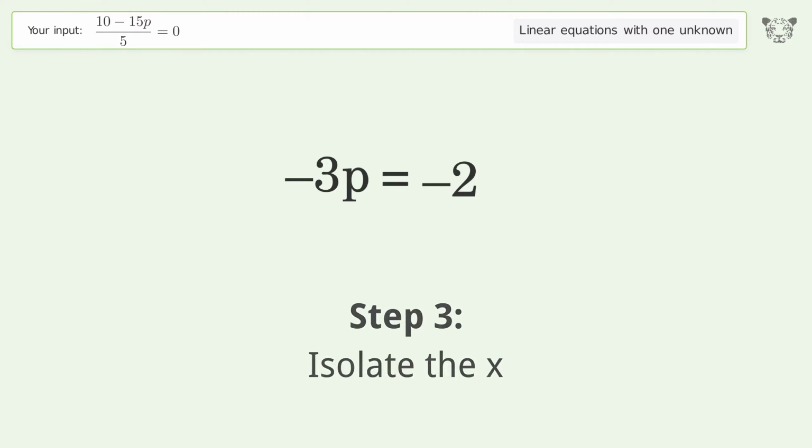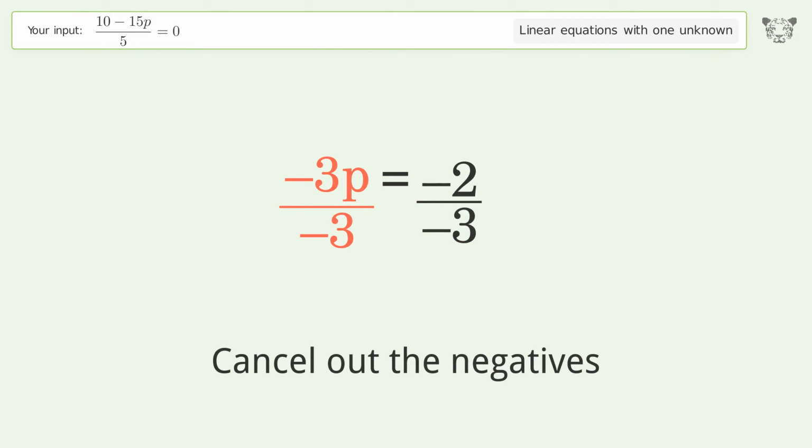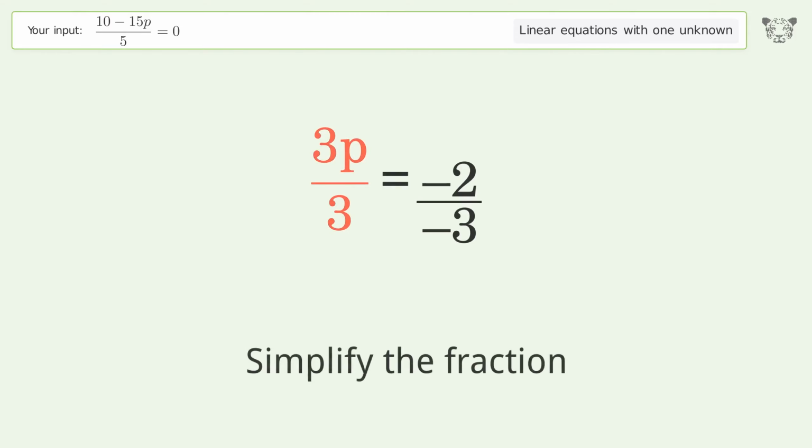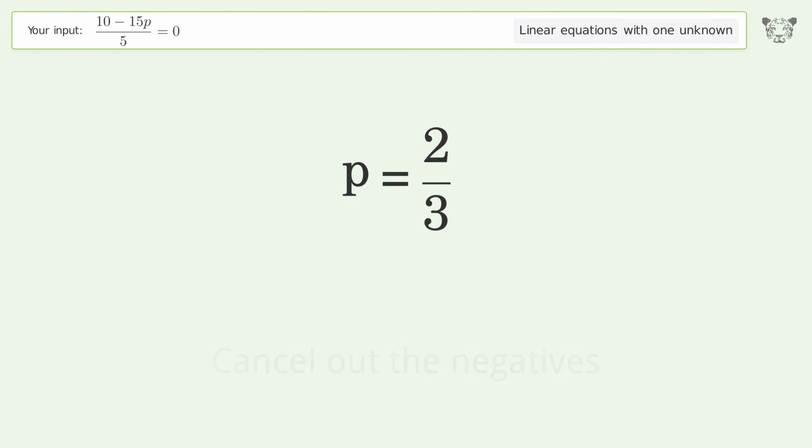Isolate the x. Divide both sides by -3. Cancel out the negatives. Simplify the fraction. Cancel out the negatives. And so the final result is p equals 2 over 3.